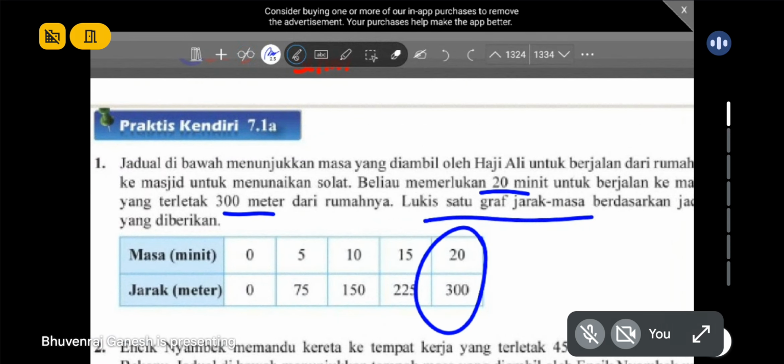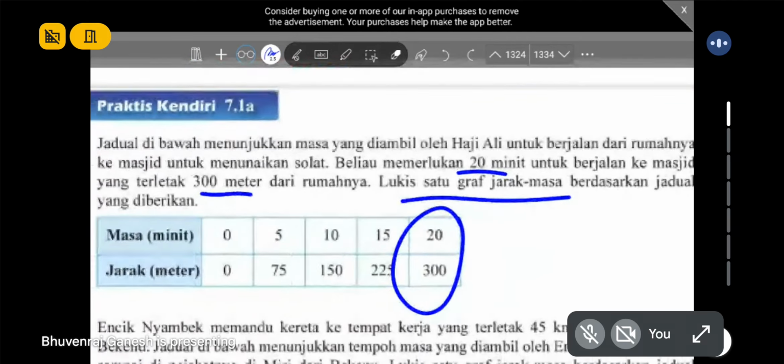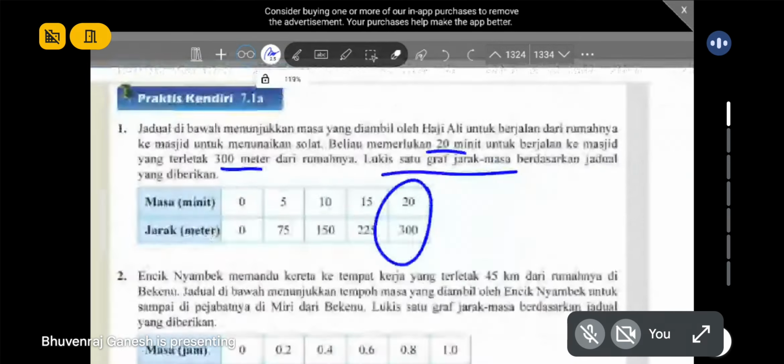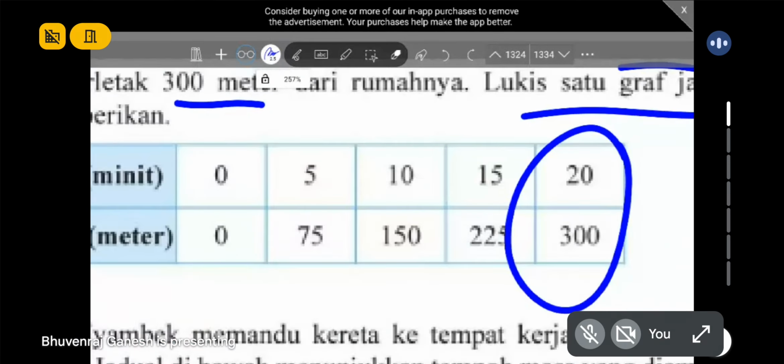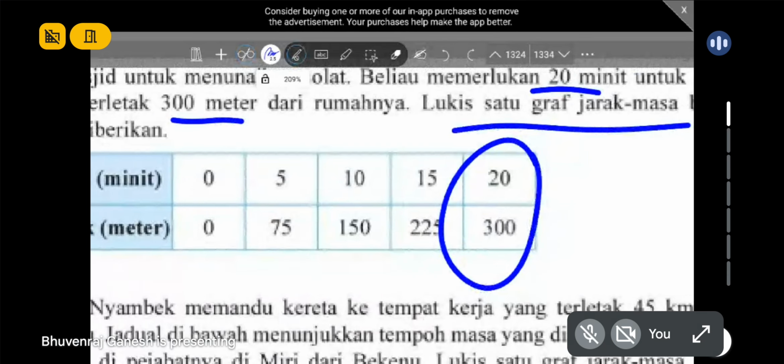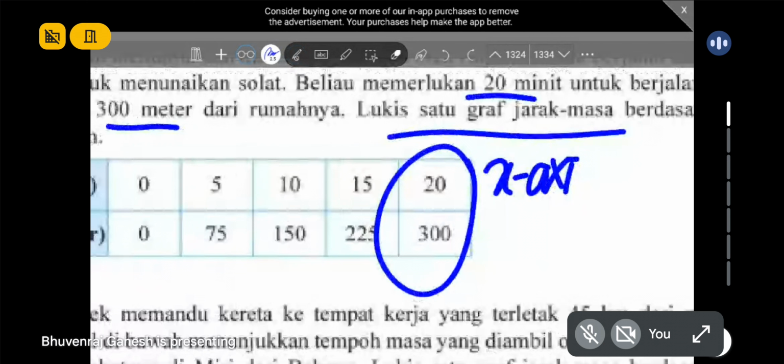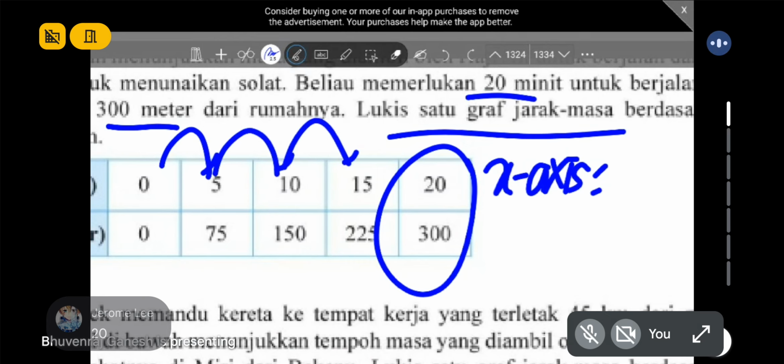Okay, so sudah bagilah. You guys just need to draw straight away. So guys, you all tell me what is the scale that you will use for x-axis? Anyone? Cuba bagi tahu saya satu skala untuk paksi x. Kamu lihat nilai 0, 5, 10, 15, 20. Scale guys. I want scale. Scale means that 2 cm kepada berapa unit?